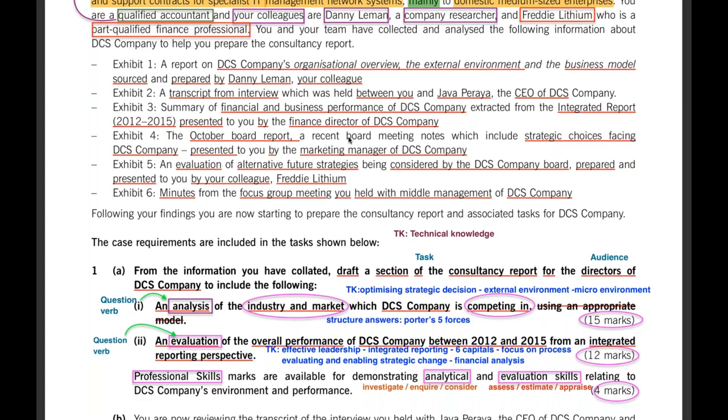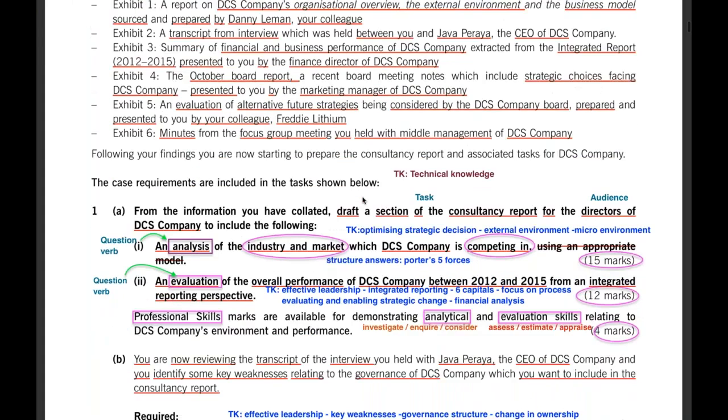And exhibit 4, you know that it's the strategic choices. So at the back of your head, you may want to know what those choices are that they are talking about inside that particular exhibit. And then number 5, they're talking about evaluation of alternative future strategies. That means they have done some evaluation on future strategies that are being considered by the DCS. And then lastly, you have minutes from the focus group meeting. So definitely you'll be able to gauge that there must be some agreement that they have inside this particular meeting. Let's look at the first requirement here.